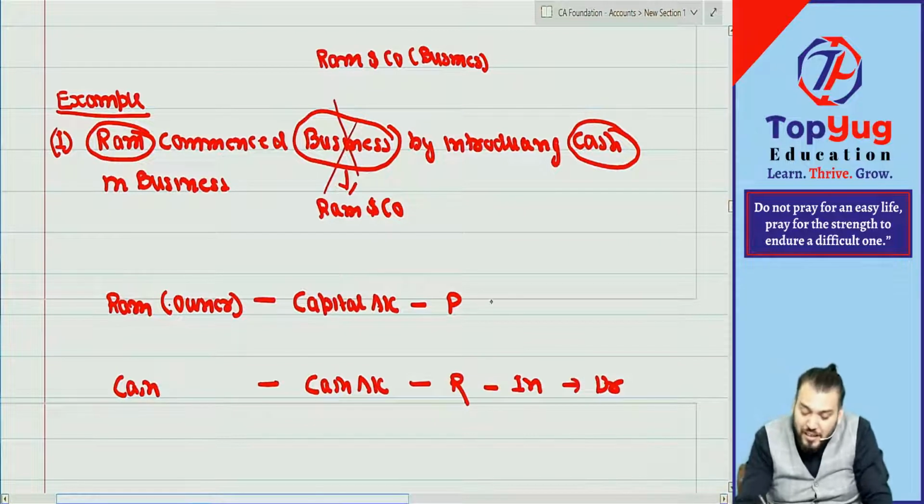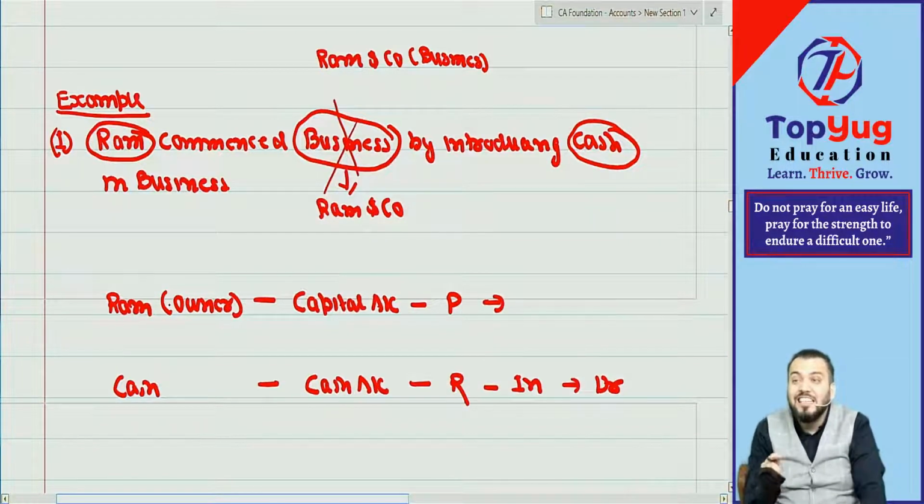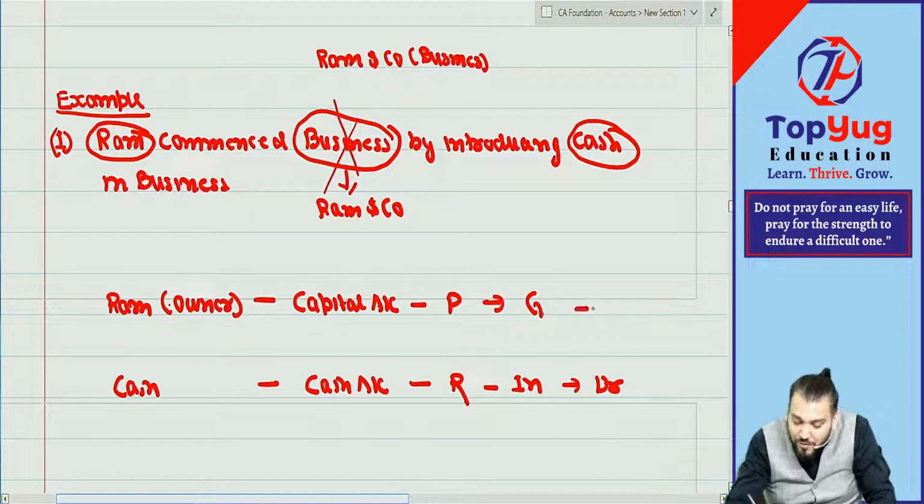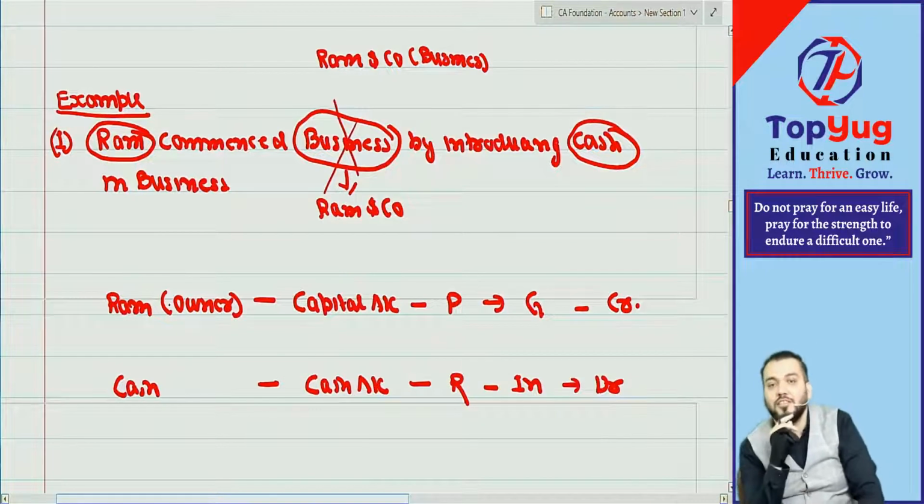Now let us think about Ram. Ram is a personal account. What is the rule? Debit the receiver and credit the giver. So is Ram the receiver or giver to the business? G means giver. You can write it in full, I don't have time. Credit. Understood.